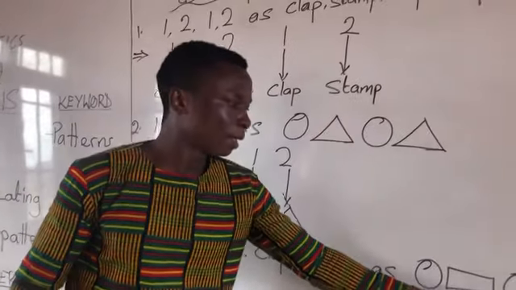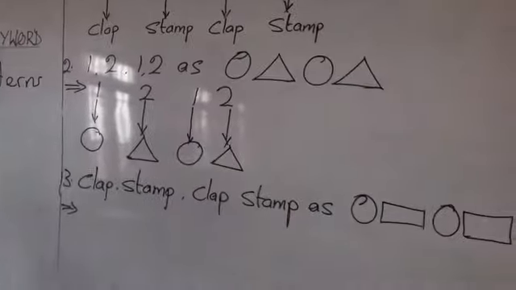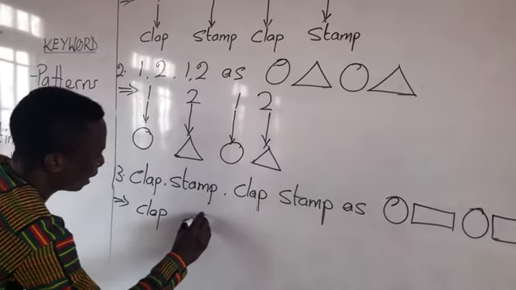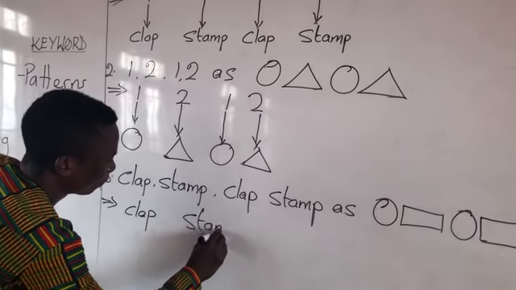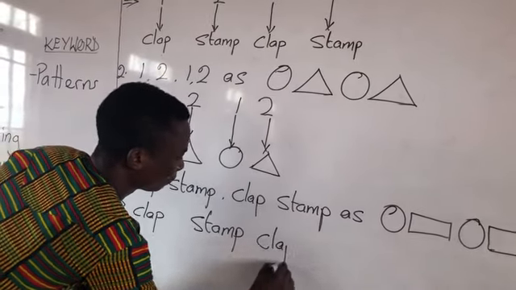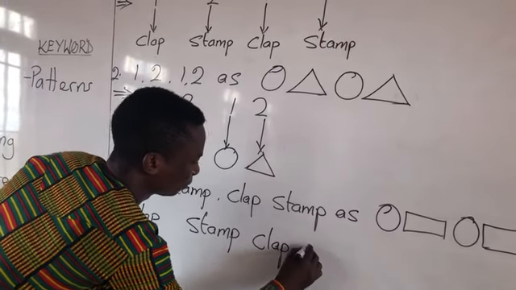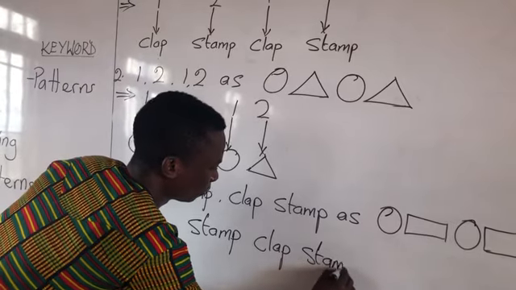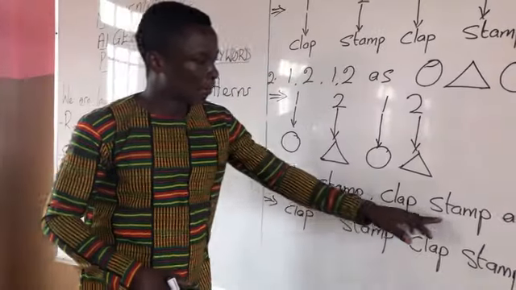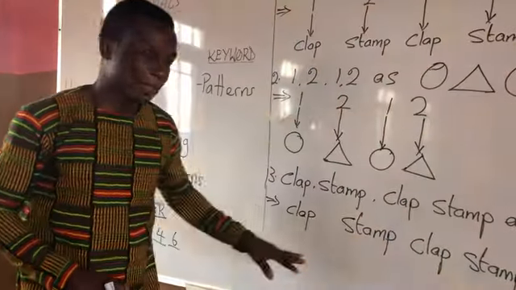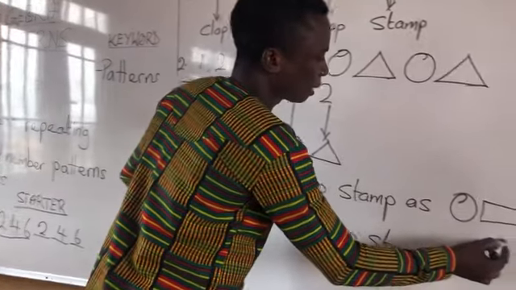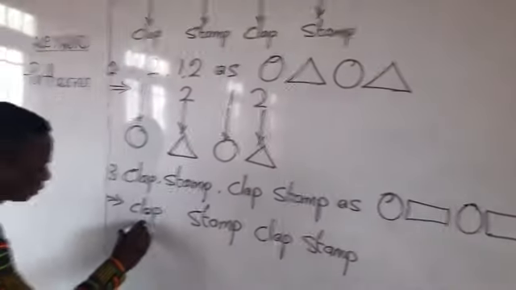Alright. Clap, stand as circle, rectangle, circle, rectangle. Let's try it. This is clap, stand, clap again, stand. Clap, stamp. That is what I've written here under the same question. And this is circle, rectangle, circle, rectangle. So you write it under it.